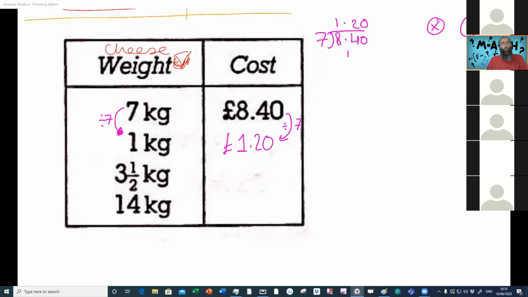Okay, now here comes the important question. I want the whole class to be paying attention here. How do we get to 3.5 kilograms? Looks like a bit of a strange number. Umama, look at the information that's there in the table. If I wanted to get to 3.5 kilograms, you could go from 1 kilogram, but then you have to multiply by 3.5, and you got £1.20 times it by 3.5. It might be a little bit difficult.